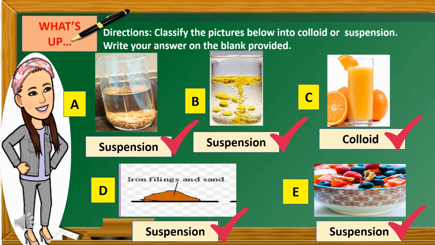Okay, it's time to check. So, you classify the pictures below into colloid or suspension. Letter A. Correct. Suspension. Letter B. Correct. Suspension. Very good. Letter C. Correct. Colloid. Again, congratulations. Letter D. Correct. Suspension. Letter E. Correct. Suspension. Congratulations, children. Very good.